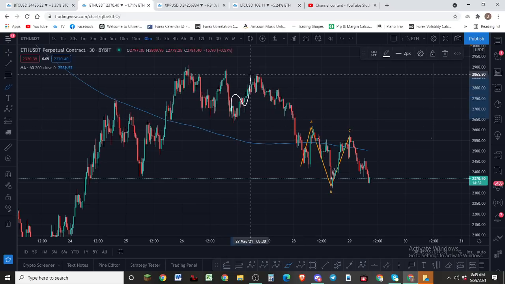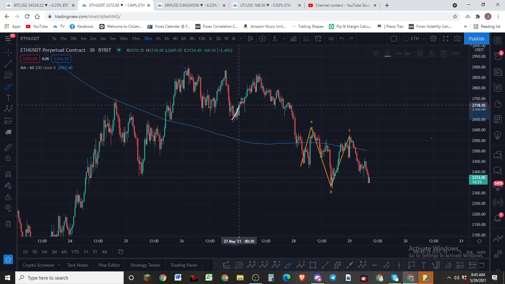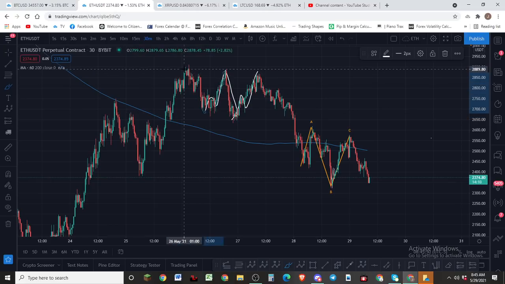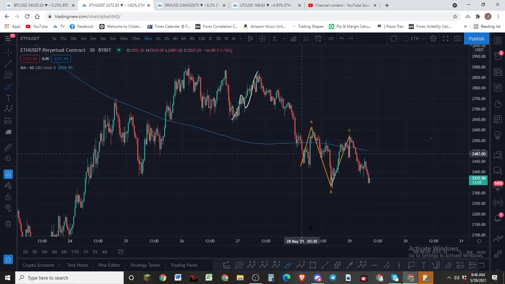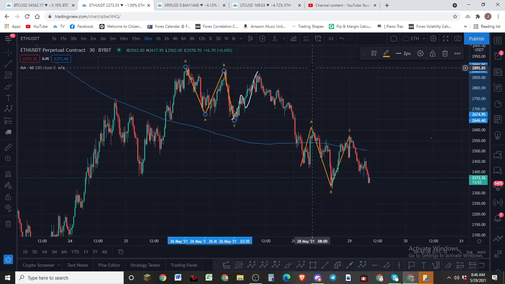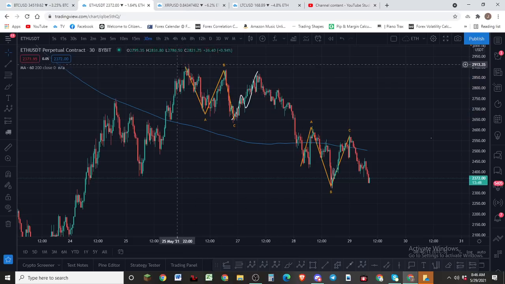This looks like three. It's not a great three, but I'm okay with it being three. If I could just draw. There it is. So that looks like three. That looks like five. This is three. This looks like three. Three, three, five. So I'm inclined to call this a flat. A three, a three, and a five.